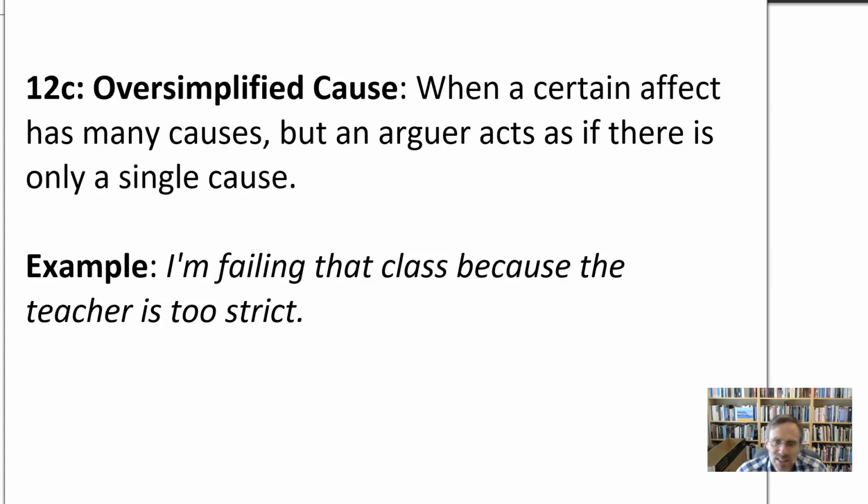Oversimplified cause is another form of false cause, and this is when a certain effect has many causes, but an arguer acts as if there is only a single cause. Here's an example that might be a bit self-serving. A student says, I'm failing that class because the teacher is too strict. Now on the surface of it, this does make at least some sense.